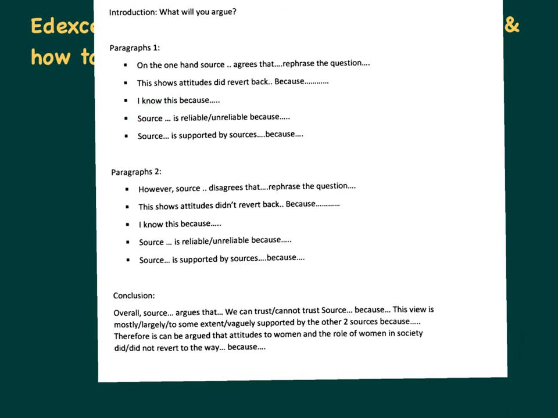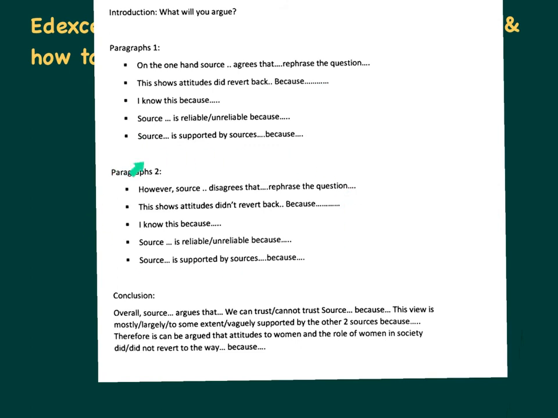I know this is accurate because at this time, add in your own knowledge. The source is reliable or unreliable because, why can we trust that source to be true or not trust it to be true? If it's supported by other sources, you could also add something like, the source is also supported by source D or E or Z or whatever it is, because this source says, which suggests, I know this is accurate because at this time, etc.